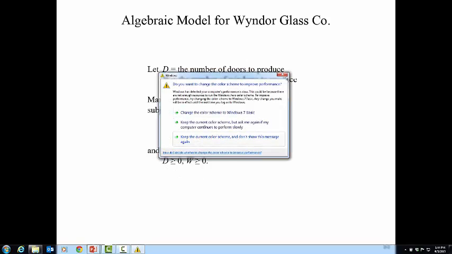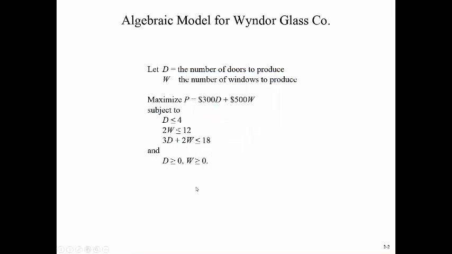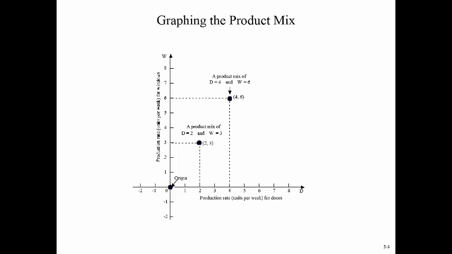And then of course you can't produce a negative number of doors or windows, which would be kind of equivalent to selling them back to the company in a way. So we constrain ourselves, with these last 2 expressions, to only consider solutions where we're producing a positive amount of doors or a positive amount of windows.